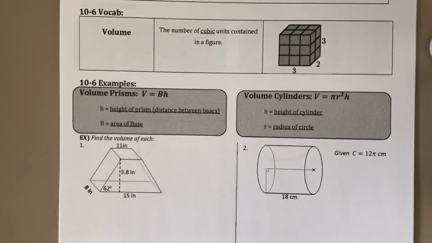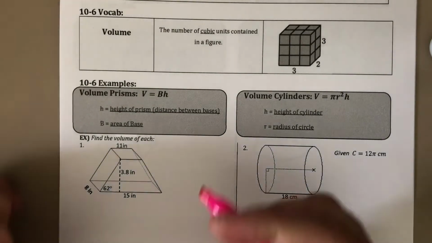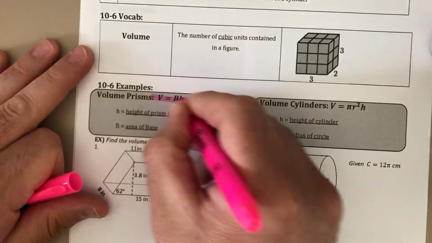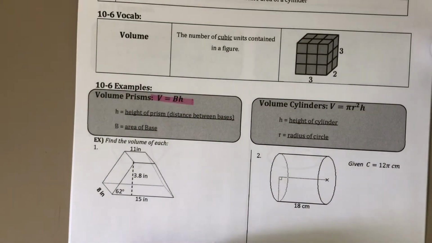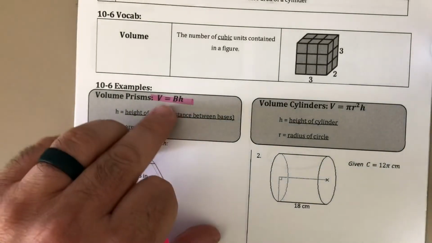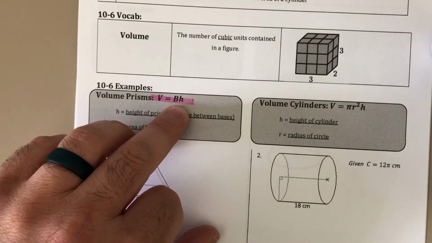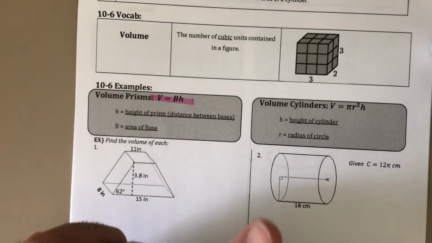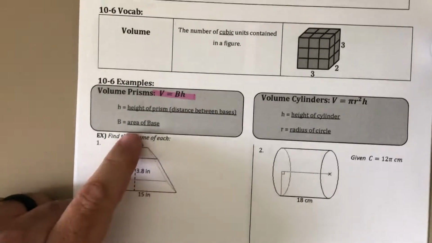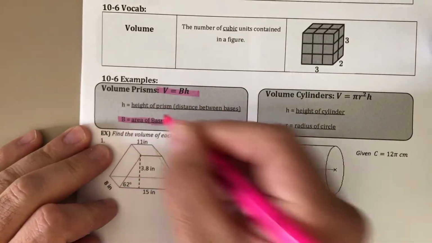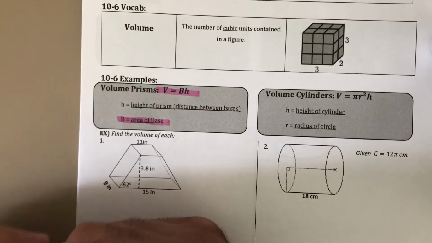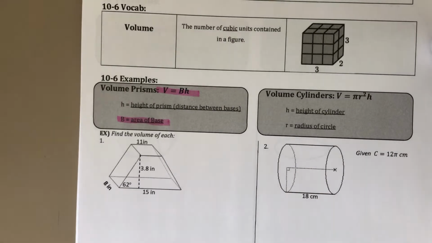Our formulas for these are right here, the volume for prisms. So all prisms, guys, all prisms, use that formula. And the formula is B times H. And that looks pretty simple. But we have to remember what capital B is. Capital B stands for the area of the base. Now that can change, right? It depends on what the base is.